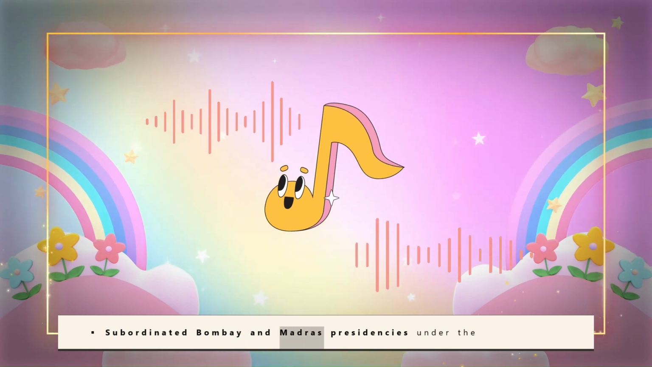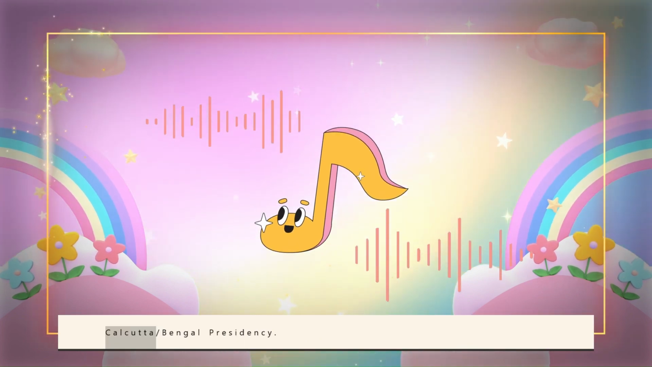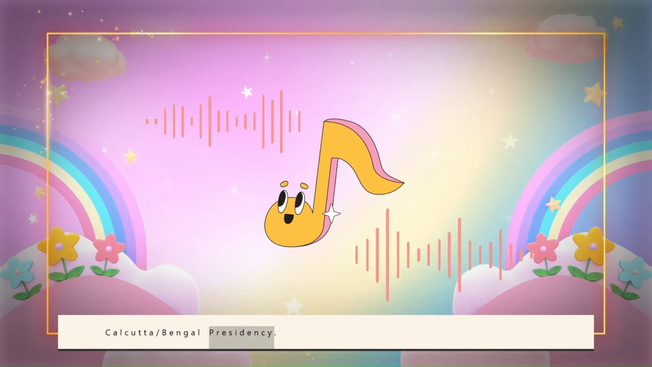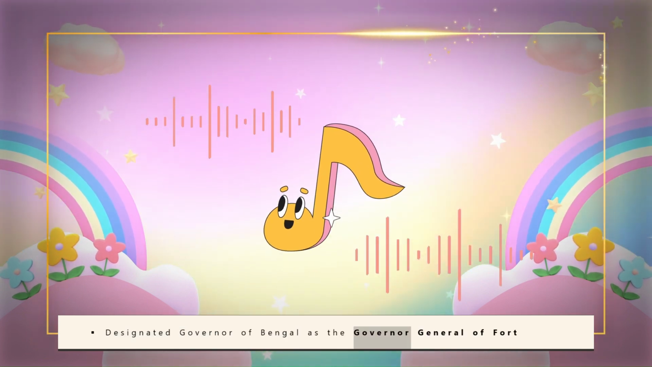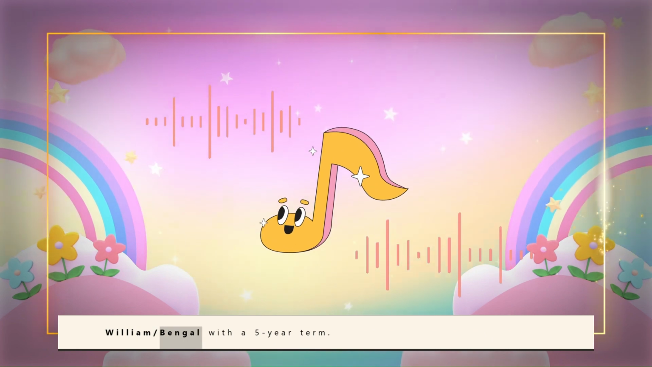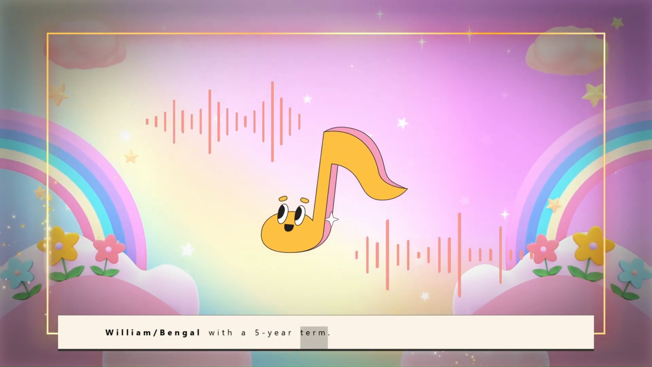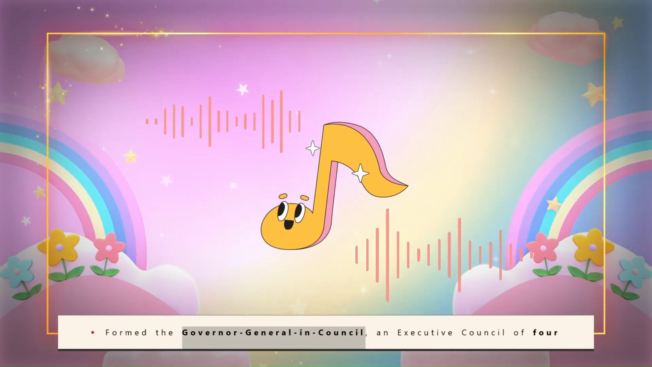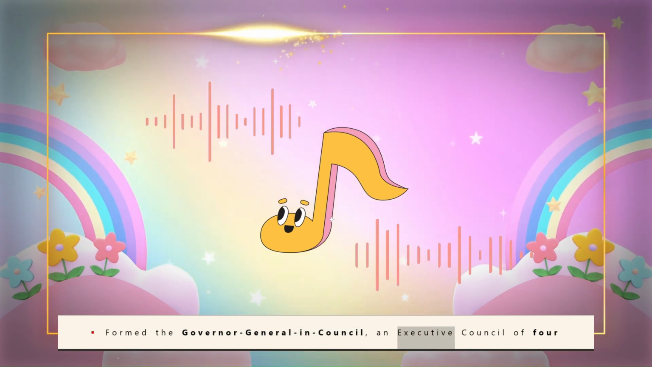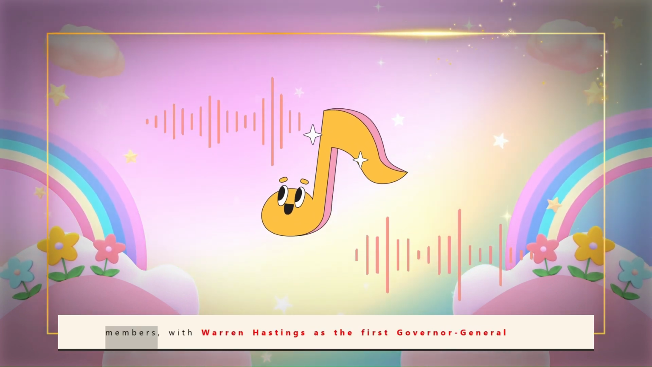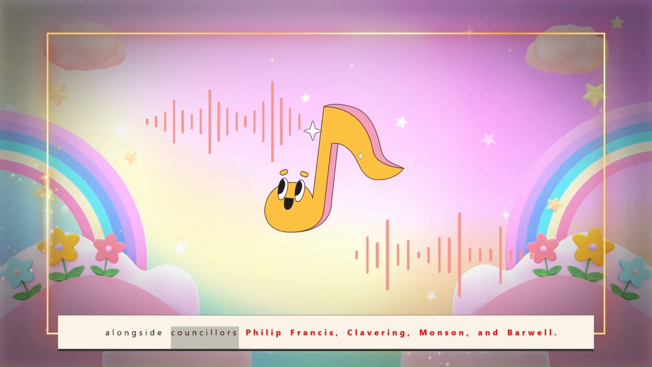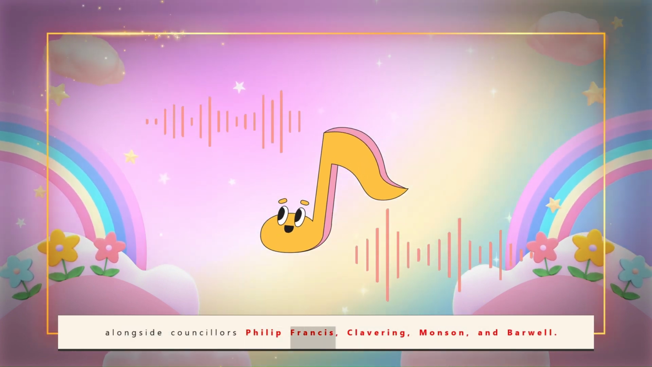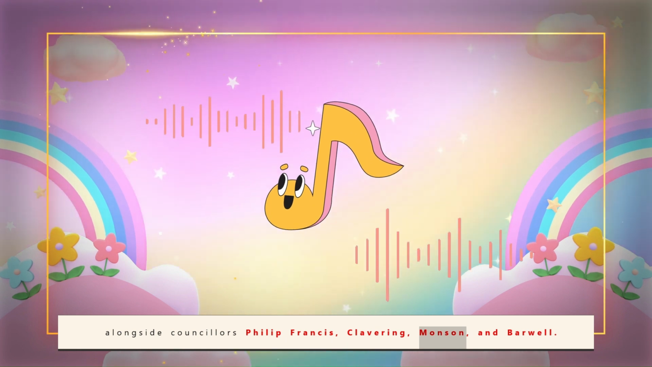Subordinated the Bombay and Madras presidencies under the Calcutta/Bengal Presidency. Designated the Governor of Bengal as the Governor-General of Fort William/Bengal with a 5-year term. Formed the Governor-General in Council, an Executive Council of 4 members, with Warren Hastings as the first Governor-General alongside Councillors Philip Francis, Clavering, Monson, and Barwell.